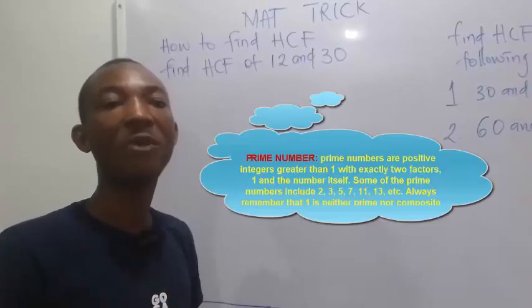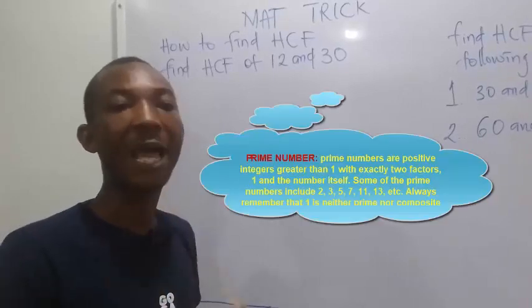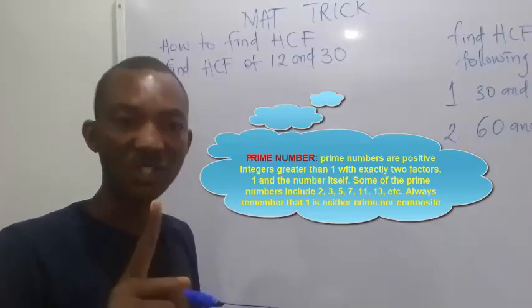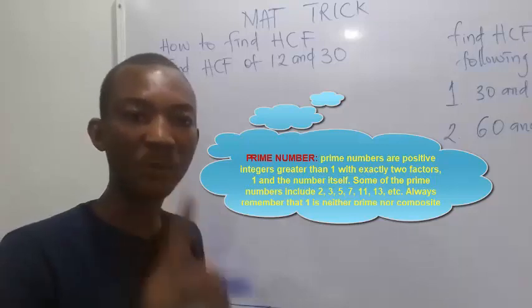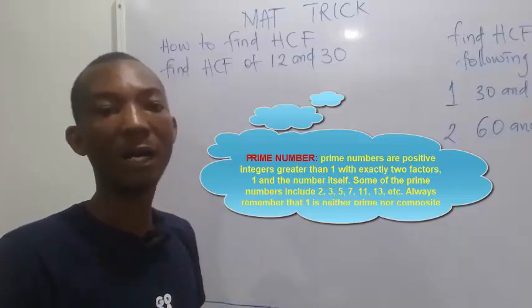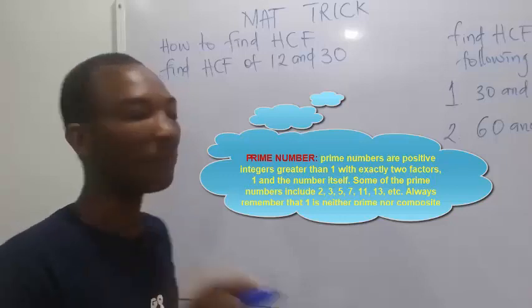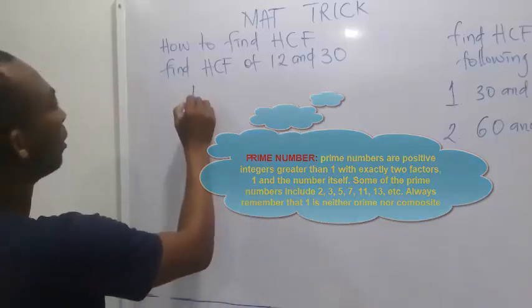Don't forget, a prime number has two factors, itself and 1. But 1 is not a prime number. 1 is not a prime number. So let's see this now.